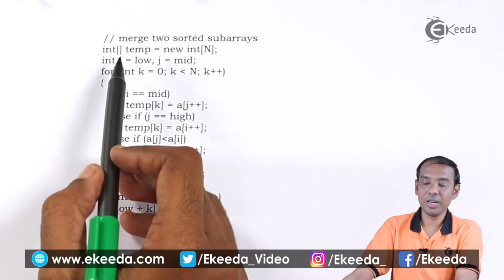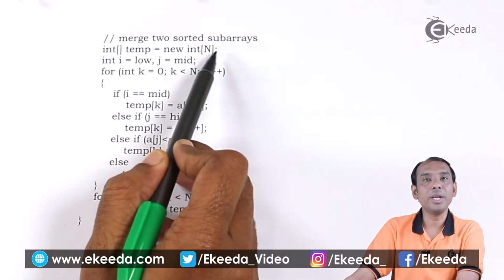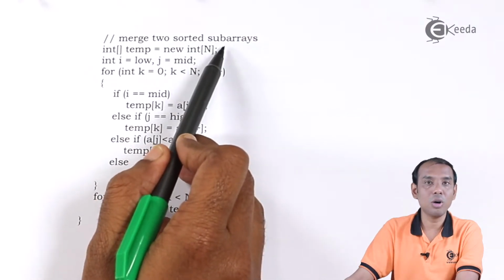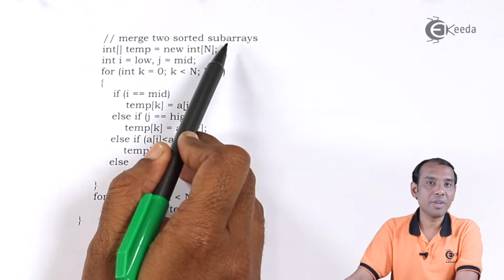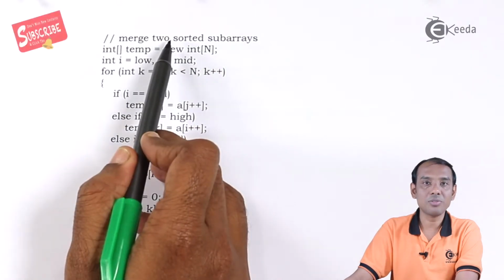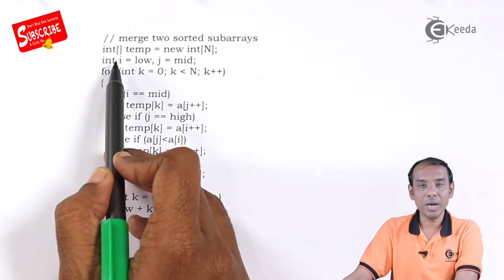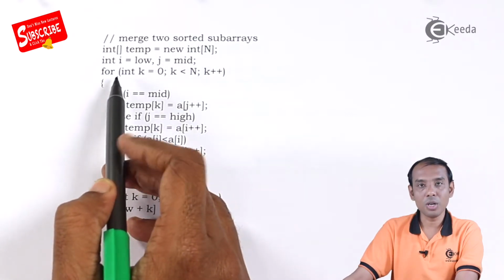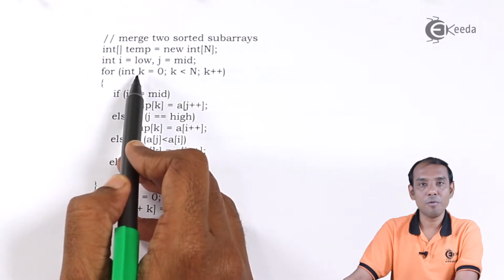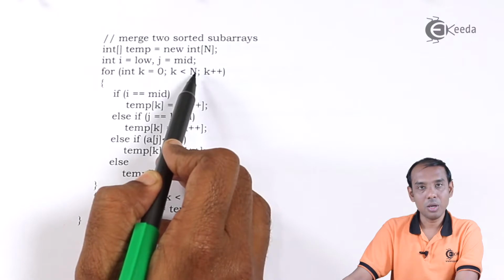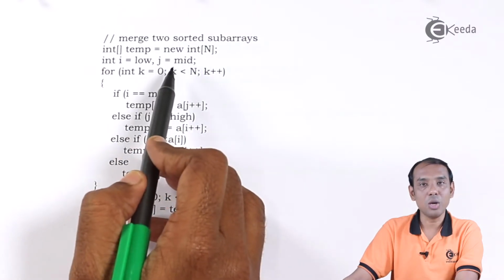For that, I have written temp equal to new int n. So we have taken the value of n from the user and we have calculated it to be greater than 1. Then we are going to transfer it to mid. Then we are going to write i equal to low and j equal to high. Then we go for the for loop condition, which is for int k equal to 0, k less than n. Like this we are going to check the values.